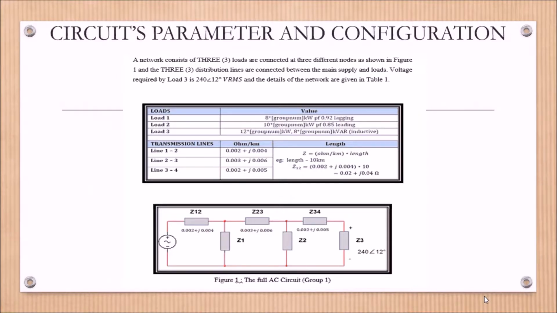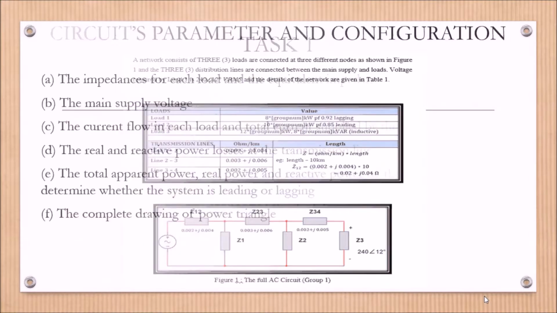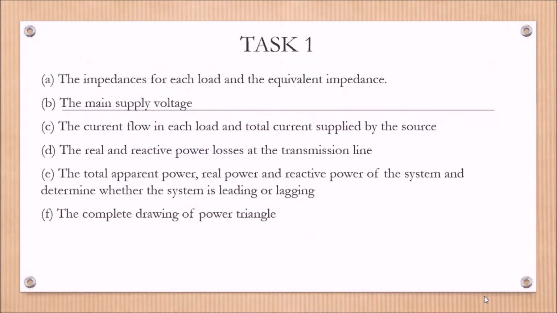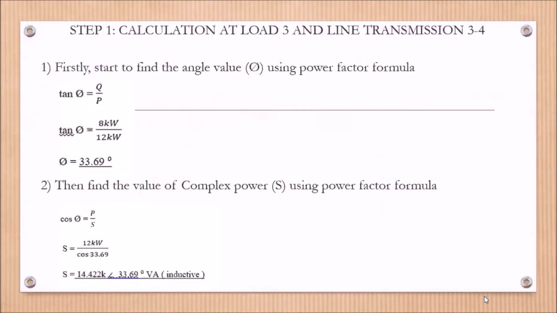where we use the default value of the equation, where we are from group 1. It's the task 1 that we need to find from the circuit given to us. The calculation at load 3 and line transmission 3 to 4.